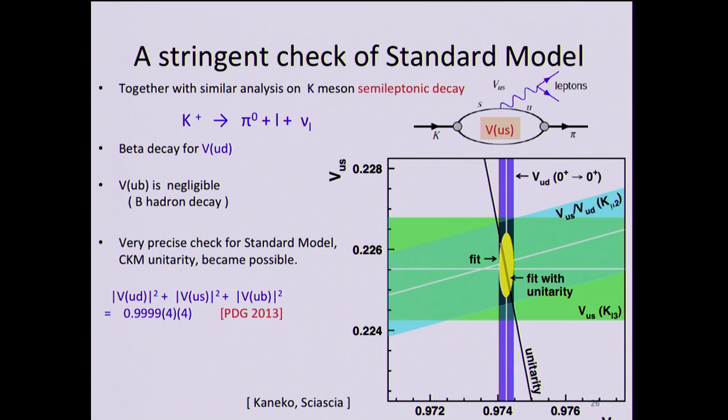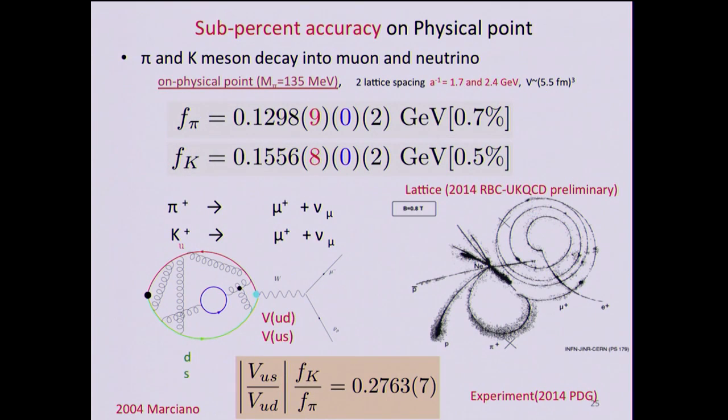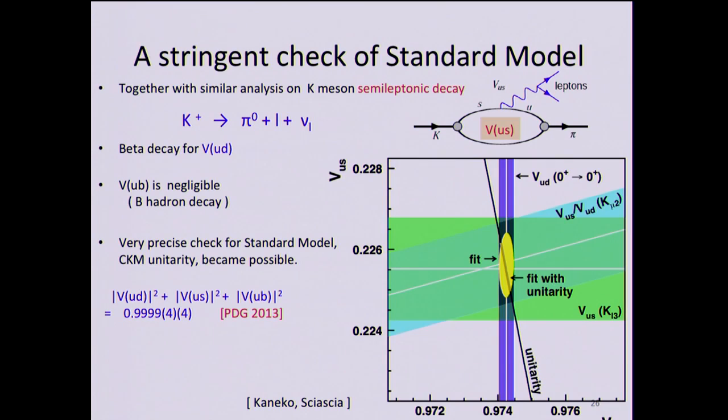And you can do a similar game for another similar process, K to pi, semi-leptonic decay, like this, K emitting a strange to up and lepton pairs. And this also uses lattice and experiment constraints to get V_ud. And the total probability preservation that Kobayashi-Maskawa predicts is very nicely realized. Look at this, the 4-digit 9.